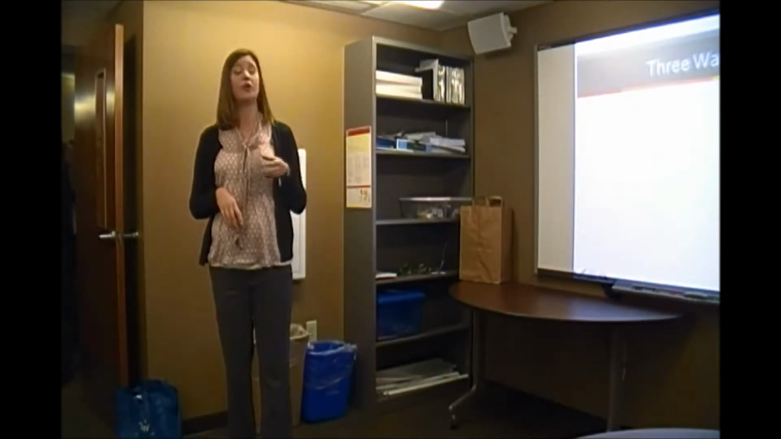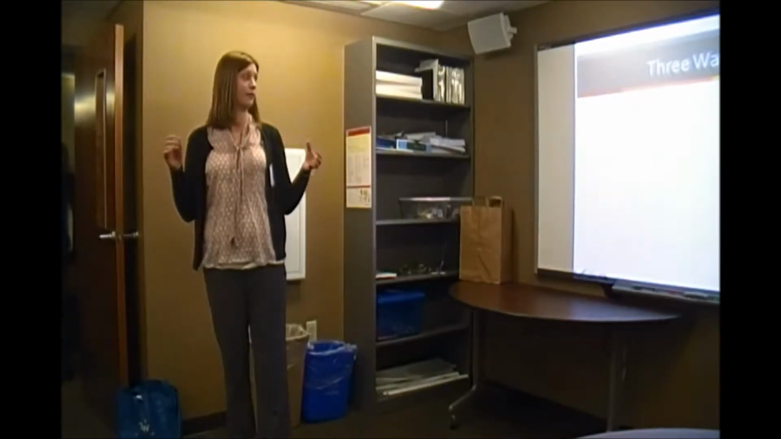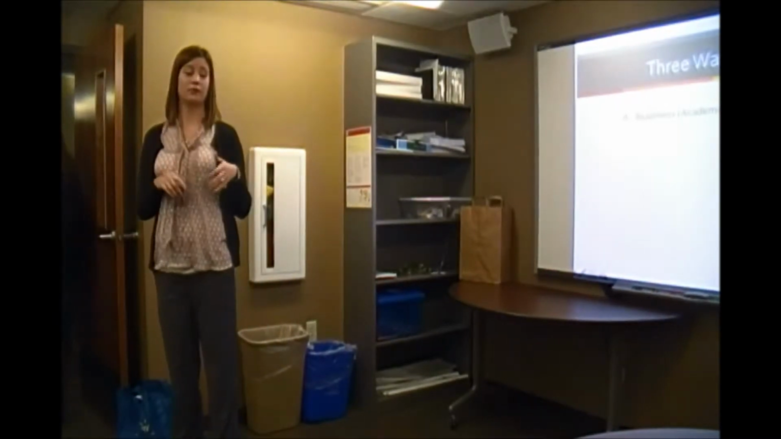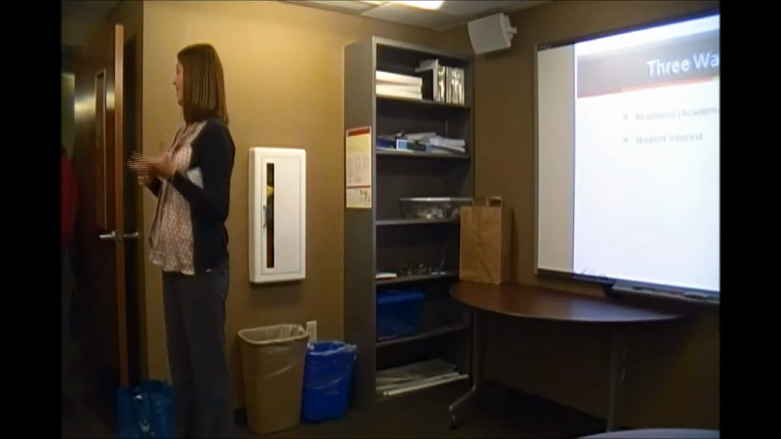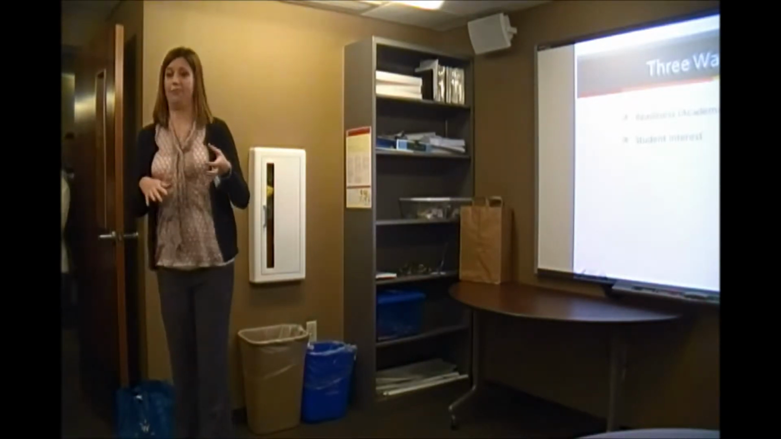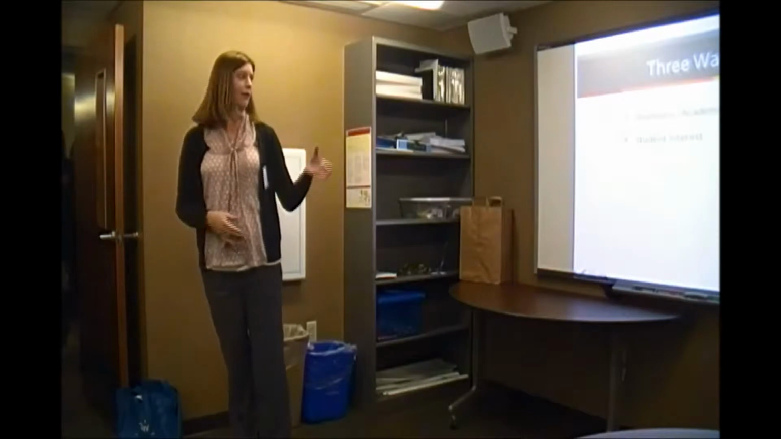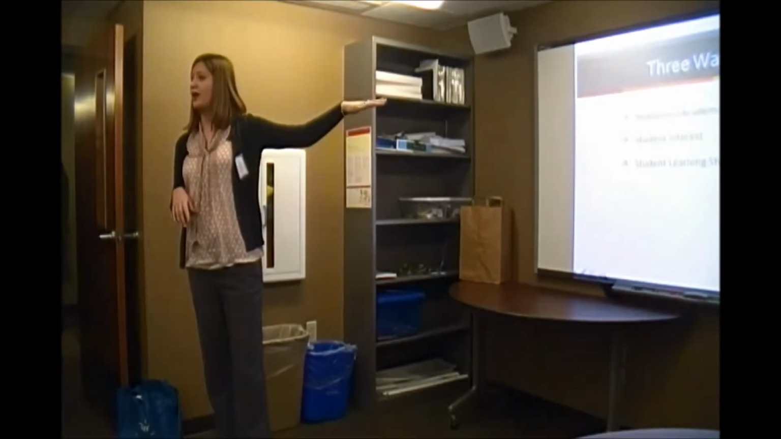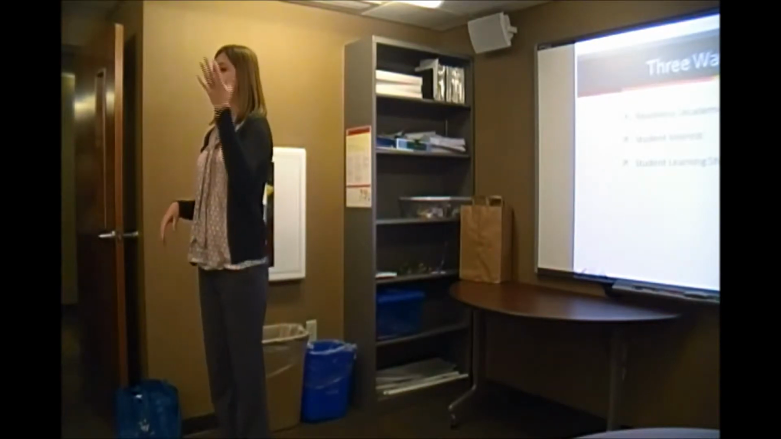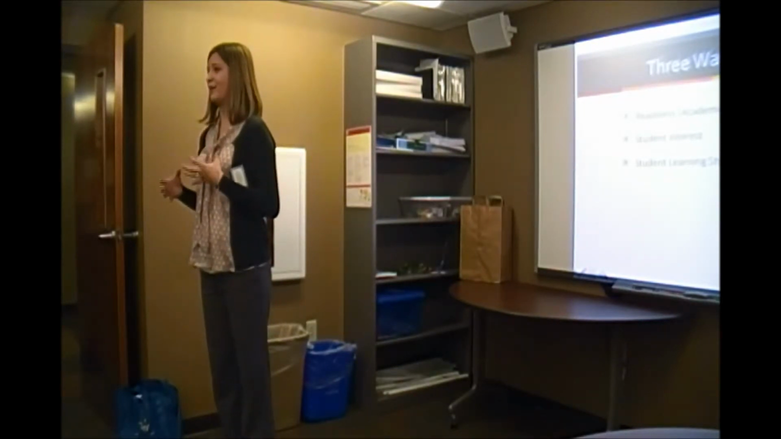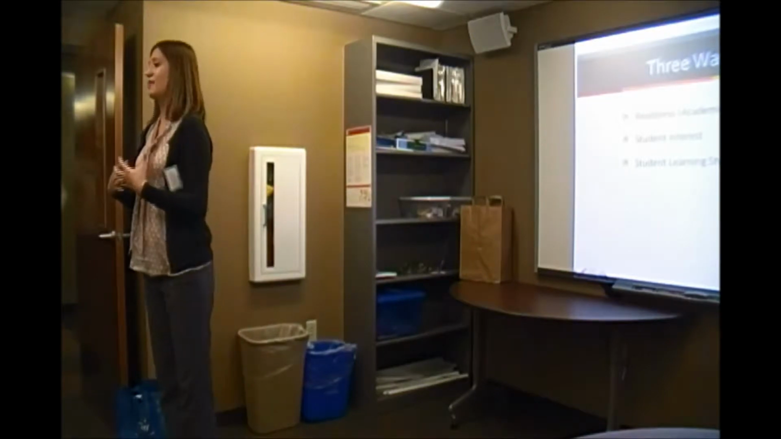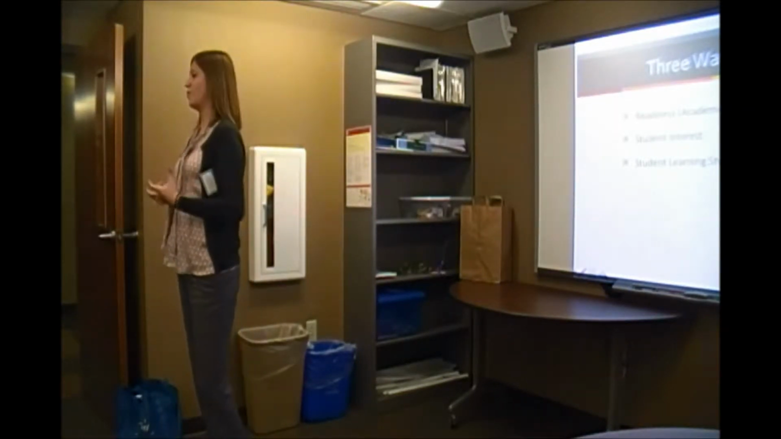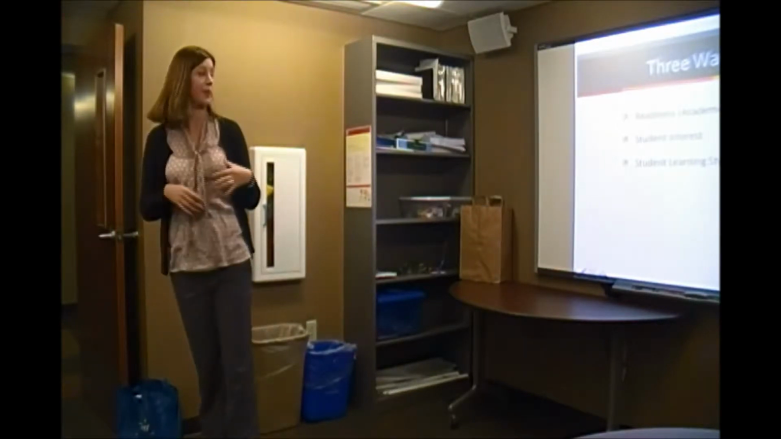All right, so you can differentiate in 3 major ways. Readiness, which is their academic level. Student interest, so if they like animals, do a lesson about animals. And then the 3rd way is student learning style. I'm going to tell you, the readiness one is the hardest way to differentiate because it requires you to look at a lot of data and understand data. I'm not the best at differentiating the student readiness level, but I do use a lot of student interest and student learning type in my classroom.